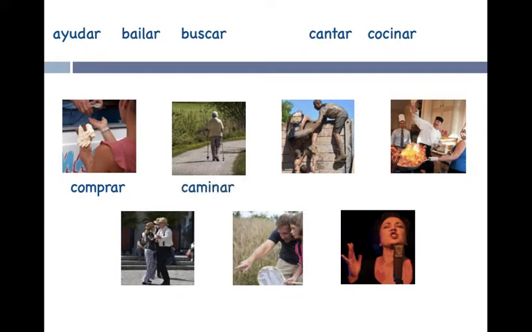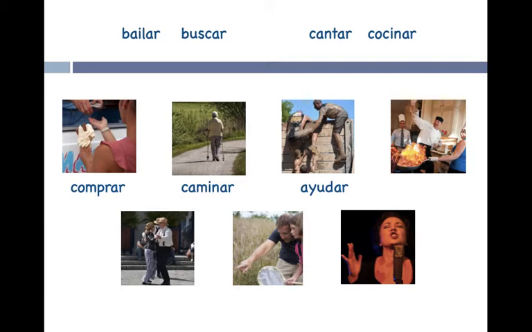Repita. Caminar. Comprar. Caminar. I came over to your house by walking. ¿Cómo se dice to help? Here's your clue. To aid. Repita. Ayudar. ¿Cómo se dice to cook?